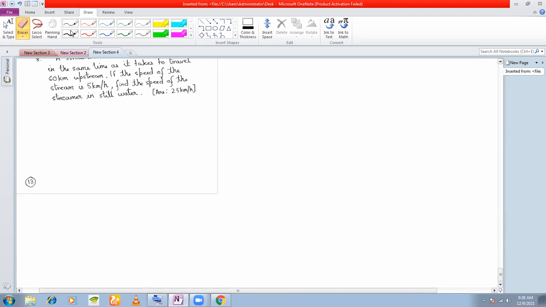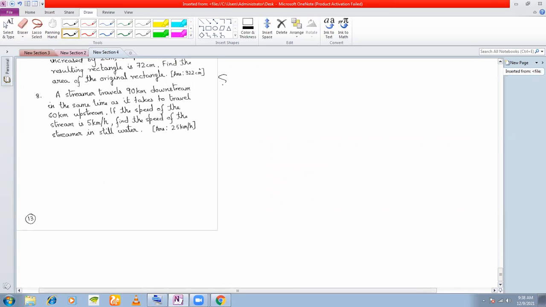Number 8. This is your downstream upstream kind of problem. Question is, a streamer travels 90 kilometers downstream in the same time as it takes to travel 60 kilometers upstream. So the time taken to travel 90 kilometers downstream, that means with the flow, is the same as the time taken to travel 60 kilometers against the flow upstream.